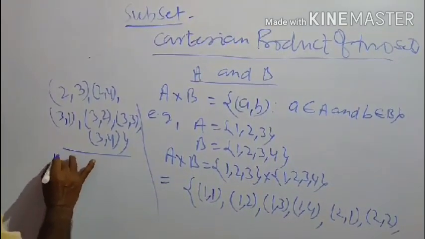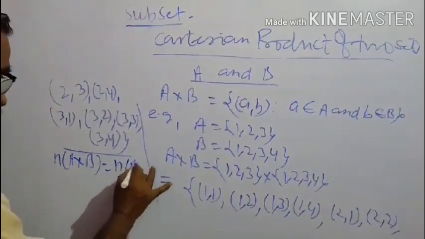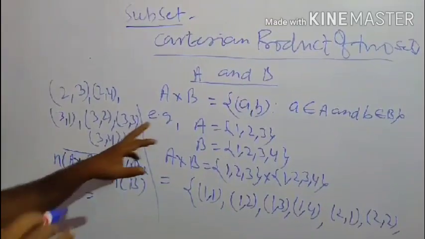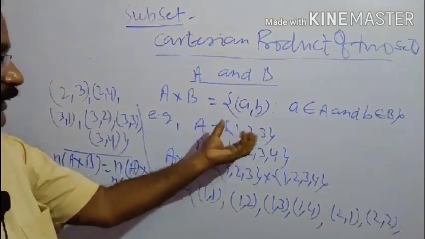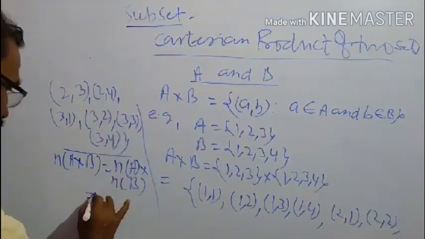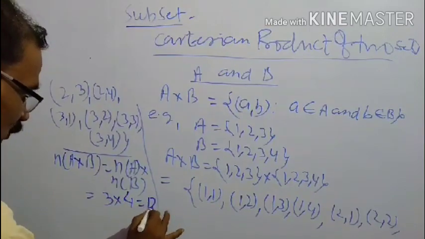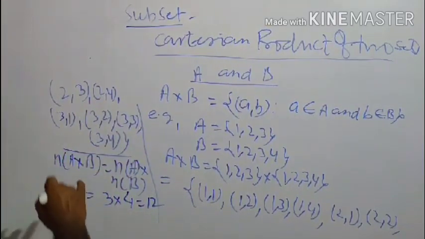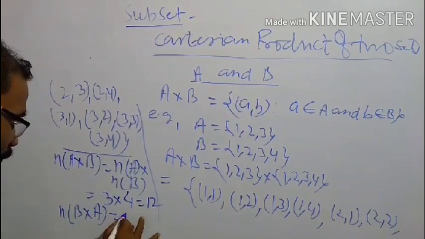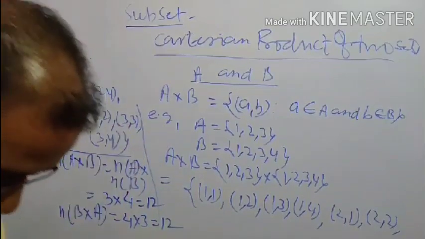And the number of elements in A cross B is the number of elements in A times the number of elements in B. We observe how many elements are there in A: there are 3 elements, and in B there are 4, so 3 into 4, which must be 12 elements. In the same way, B cross A is 4 into 3, that is 12.